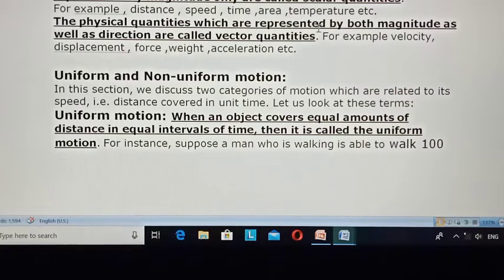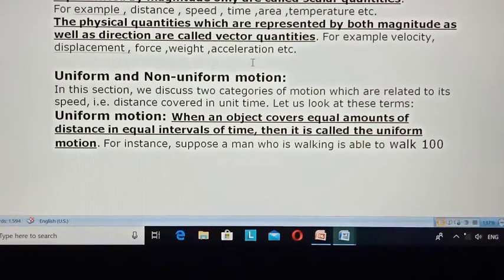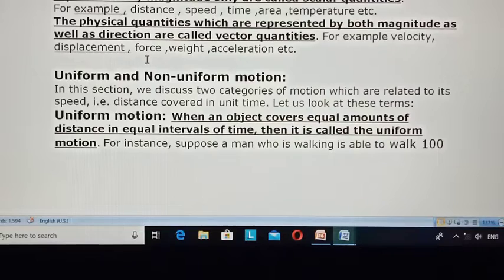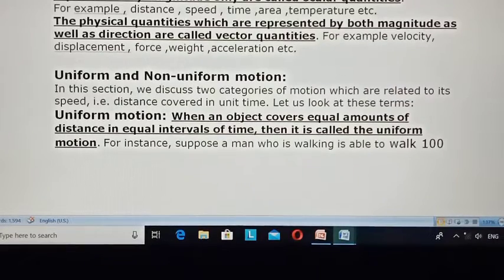Similarly, the physical quantities which are represented by both magnitude as well as direction are called vector quantities. You can see these examples. Velocity is a vector quantity. Displacement: you are moving from one point to another, so how do you write how much displacement you have made? You can write 10 kilometer towards northeast or 5 meter towards south. Fine. Force, for example 5 newton towards left, 5 newton towards right. You should be able to mention the direction. Weight, you have to mention the direction. Similarly, acceleration also. These are the physical quantities where you have to use both magnitude as well as direction.